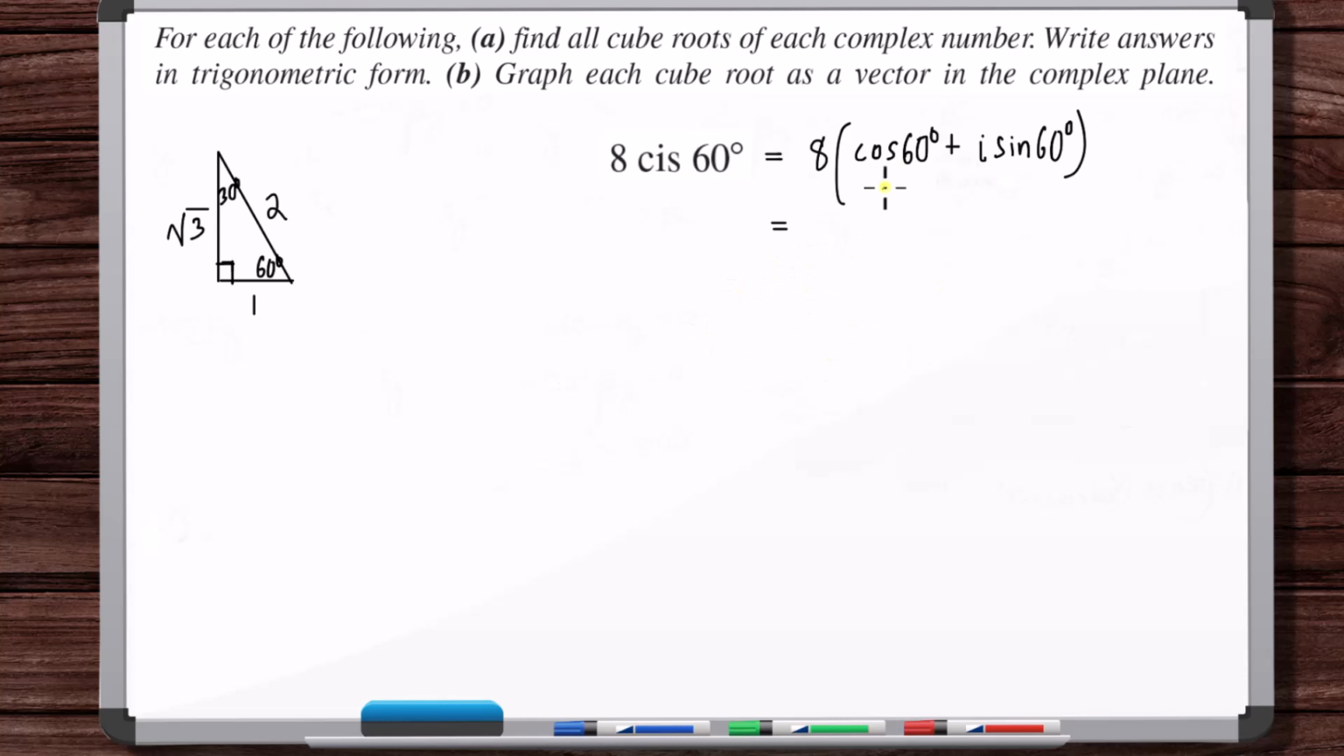So, cosine 60 is 1/2, so 8 times that. Sine 60 is root 3 over 2. You multiply that, and you get 4 plus 4i root 3. So 4 plus 4i root 3.